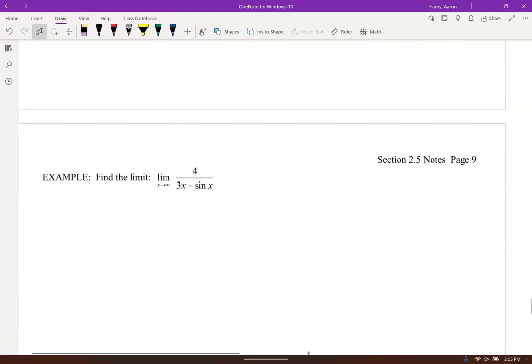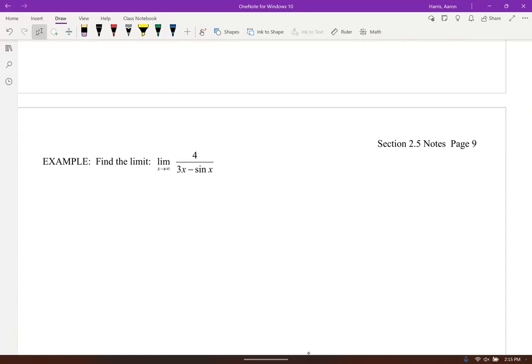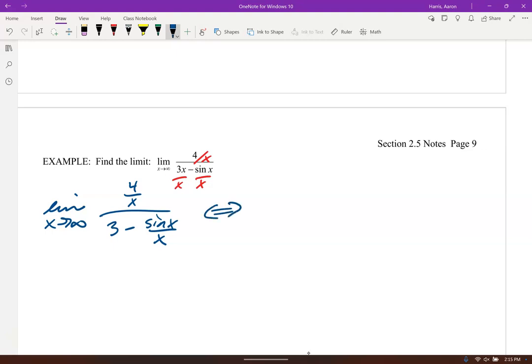About this 4 over 3x minus sine x. I would go ahead and say, well, the largest power of my denominator is that x. Let's go ahead and divide everybody by x, and let's see what we get. I got 4 over x, I got 3 minus sine x over x. And I'll be technical about this, let's go ahead and write it as that.